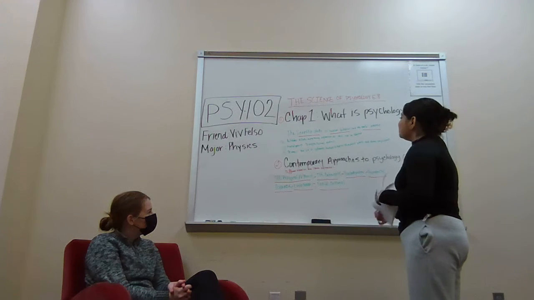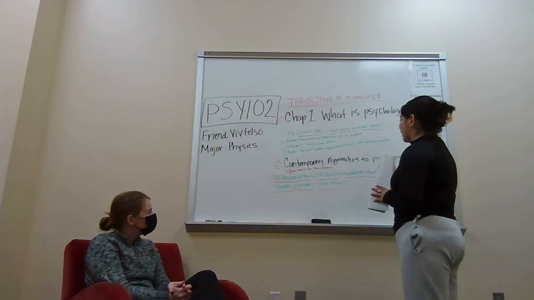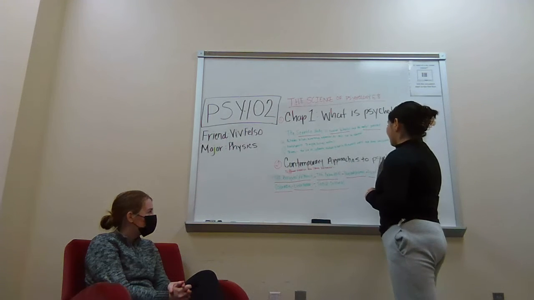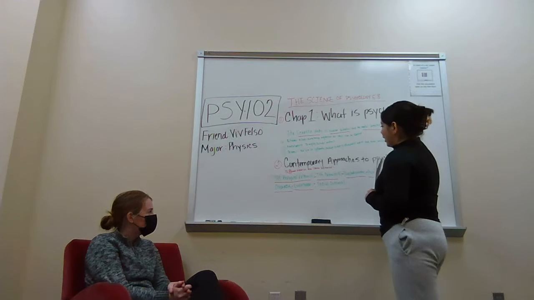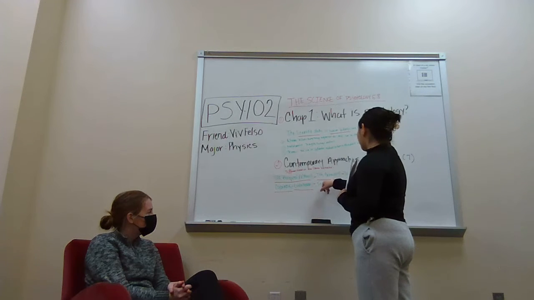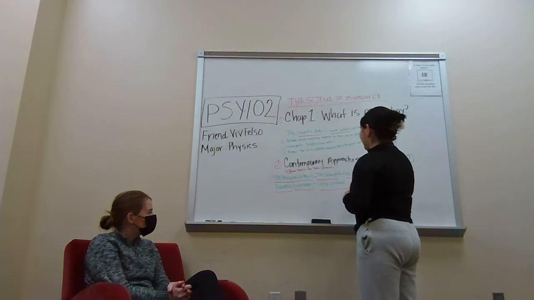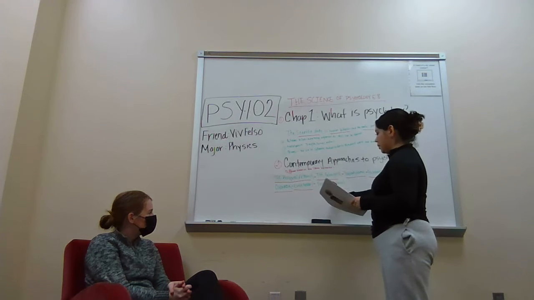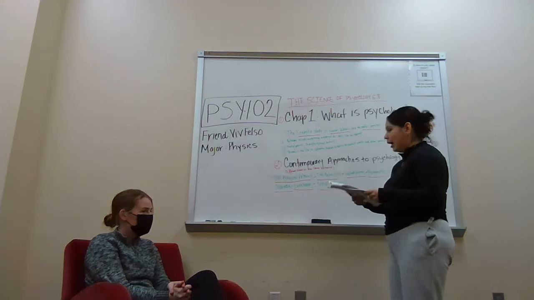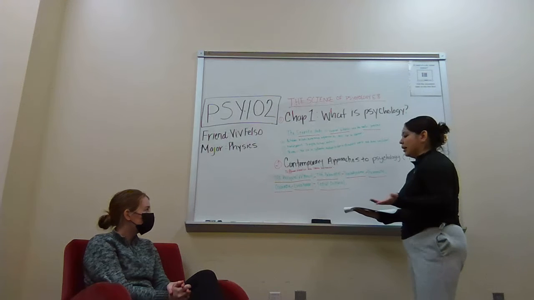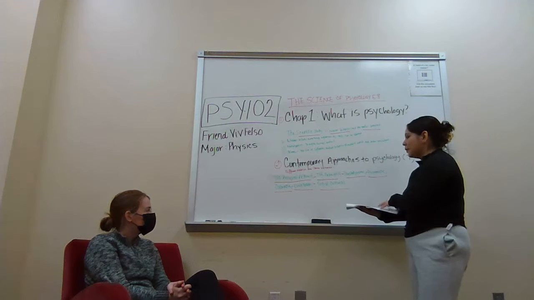That's all it is. My second topic is the contemporary approaches to psychology. There are seven approaches: the biological approach, the behavioral approach, the psychodynamic approach, humanistic, cognitive, evolutionary, and sociocultural. I can start by saying that the biological approach is everything you can see and observe. Biology is what you can see.